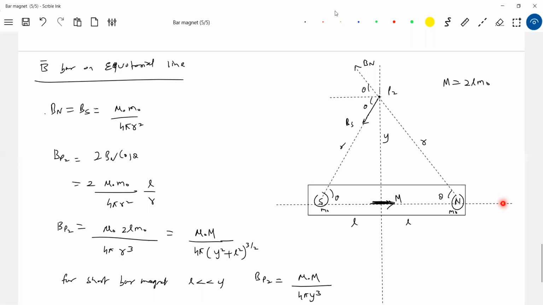So say you calculate the field at a distance, say R, here, and also here at a distance of 1 meter. Again, on the equatorial line at 1 meter, the field on the axial line will be twice this particular field. At all points on the equatorial line, B bar will be opposite to M bar. At all points on the axial line, B bar will be in the direction of M bar. So like this, we get a basic necessary condition.